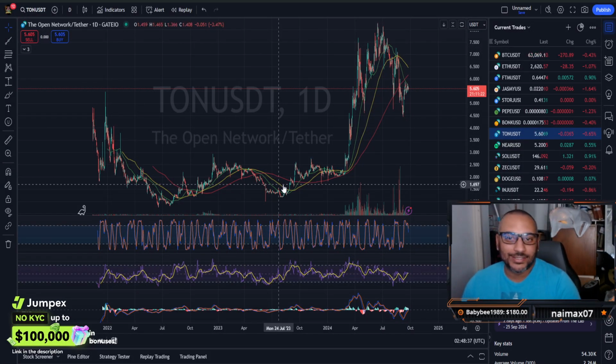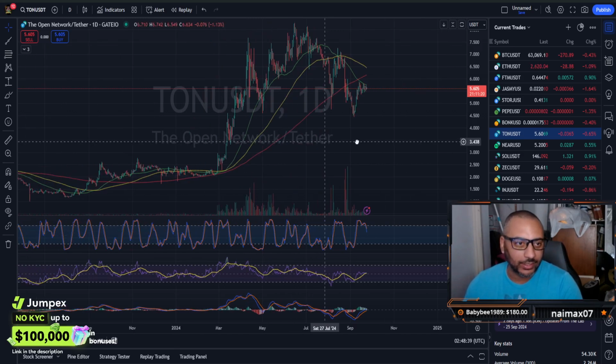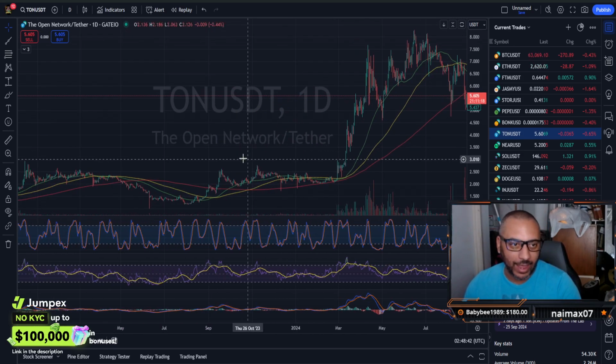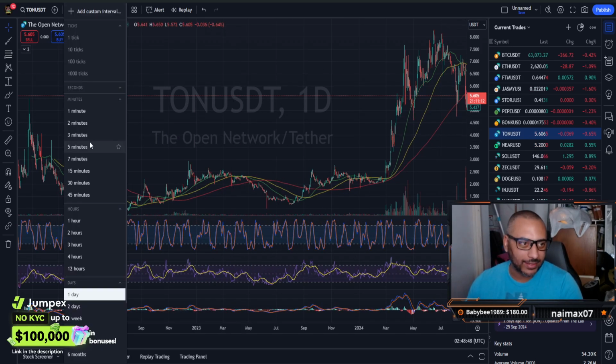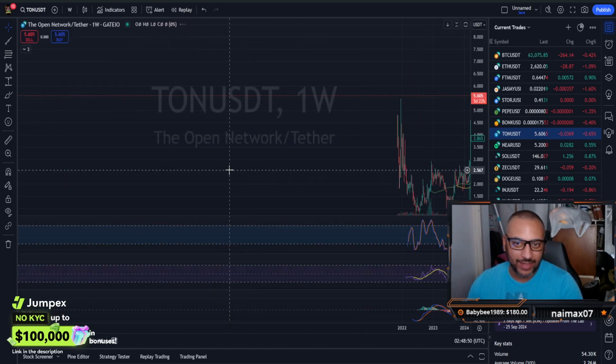We are today looking at Ton Token. Used to be called Telegram Token, now I guess it's called the Open Network. Anyways, we're going to actually do some charting on this asset because I wanted to just dive into this.